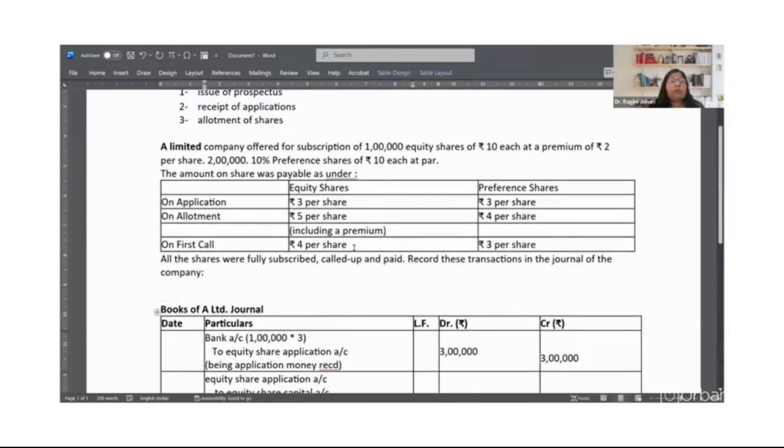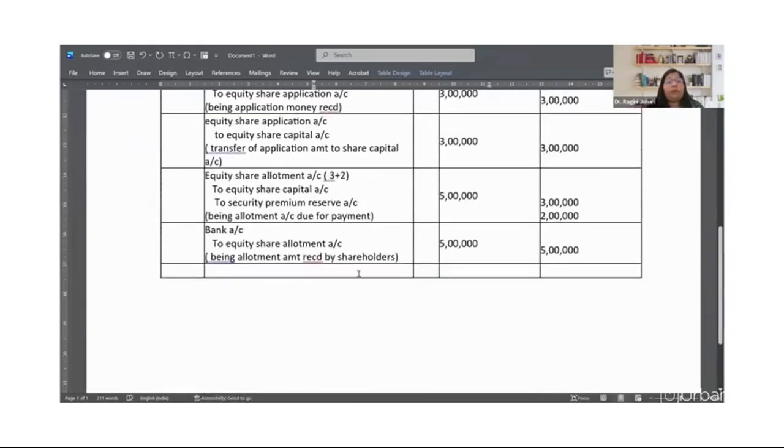Okay, now we have first call. Now, as we can see that this is the last call to be made, so this can be called as first and final call, which means that whatever is the last call being made by the company, we write this word final with that call only. Now, this is a 4 rupees call. Okay. Now, here also, we do the same thing. That is, first of all, we make the due entry, that is share first call account, first and final call account.